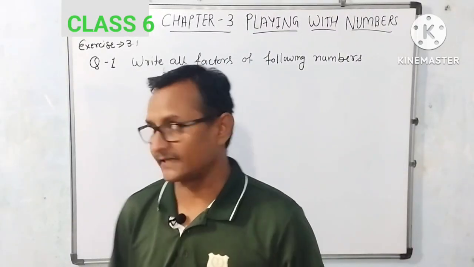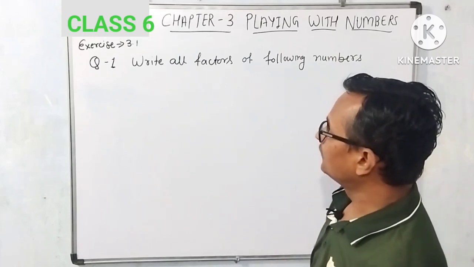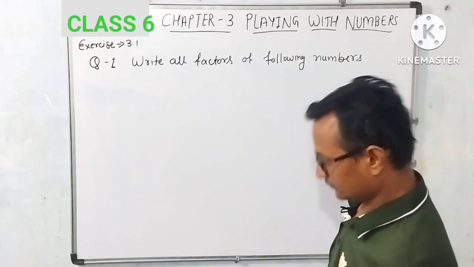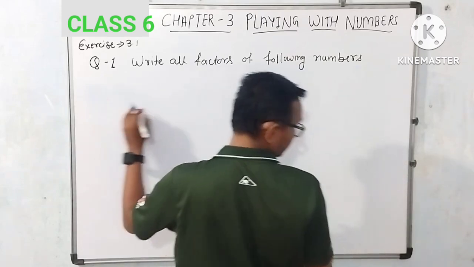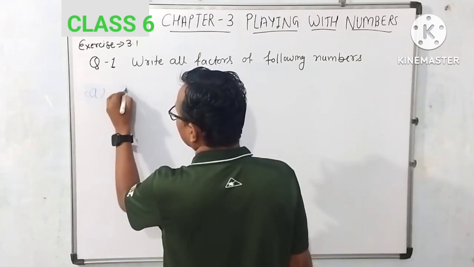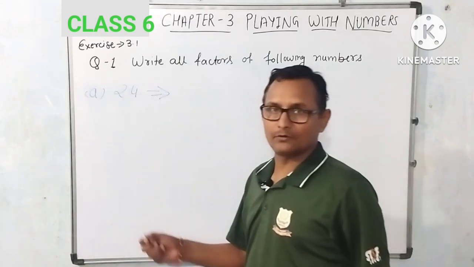Now we'll do exercise 3.1 from chapter 3, Playing with Numbers. Question 1: write all factors of the following numbers. So the first question is 24. Friends, here we have to write the factors of 24.